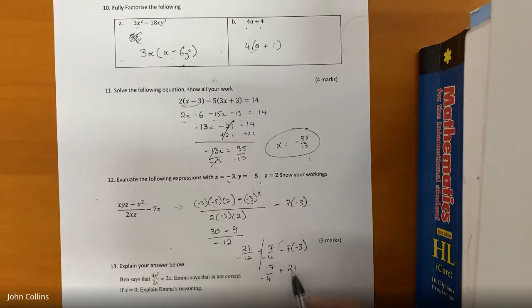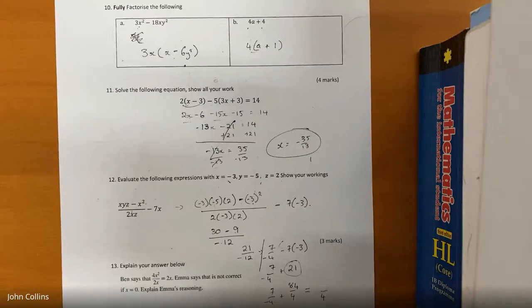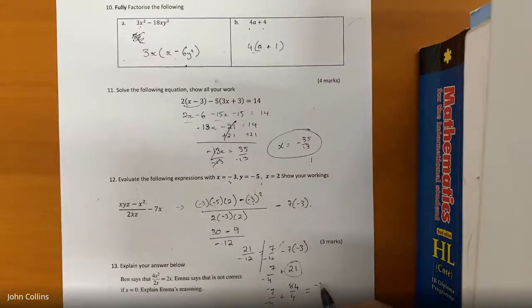So that's going to have to multiply by 4 over 4, which gives me 7 over minus 4 plus this over 4 is, multiplying that by 4, is 84. Okay, now combining these all over 4. So it's minus 7 plus 84.